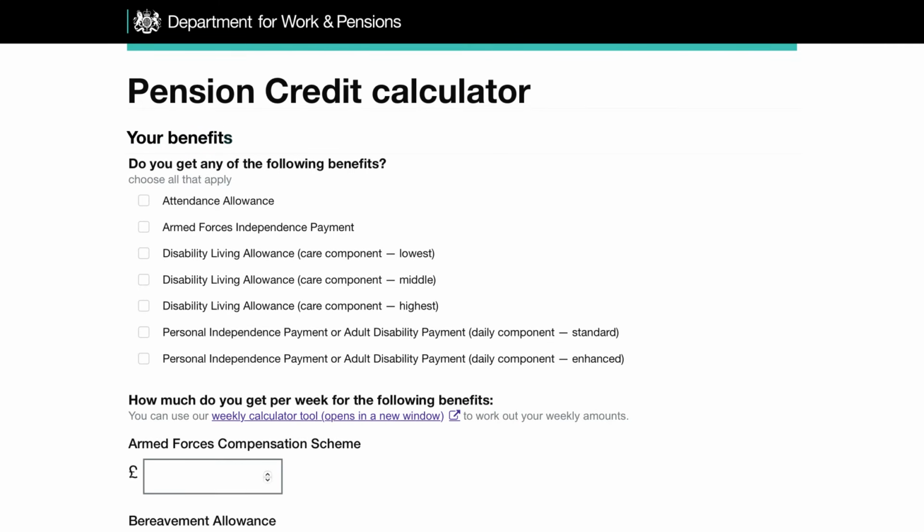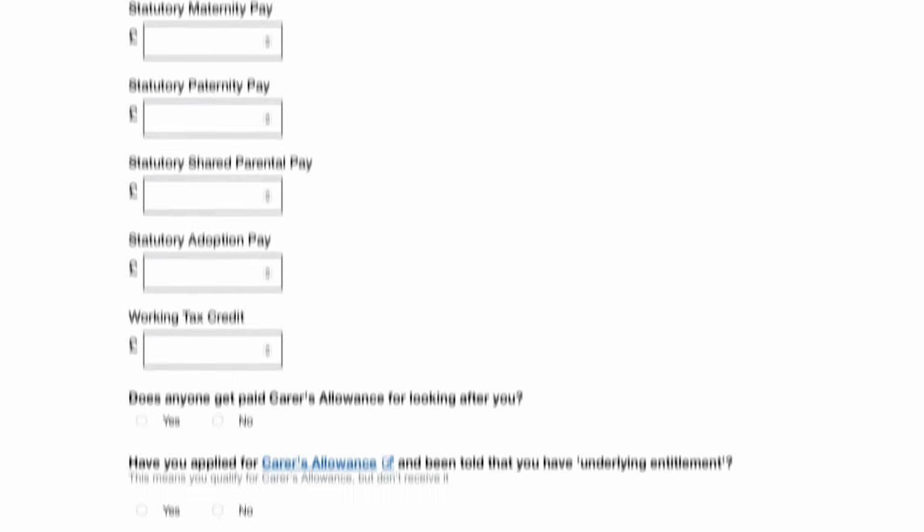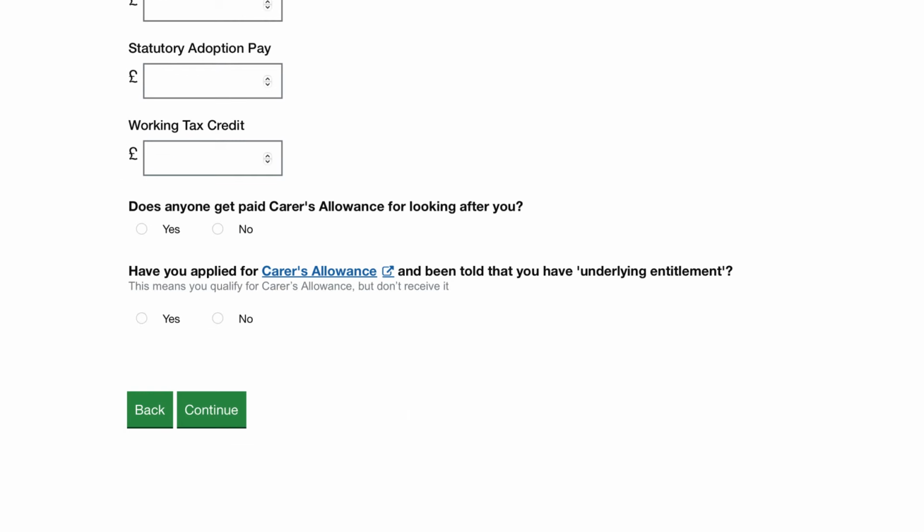Jackie receives attendance allowance, so she clicks the Attendance Allowance checkbox. Jackie does not receive any other benefits, so these boxes can be left blank, and nobody receives carer's allowance for her, so she selects No before continuing to the Your Income section.